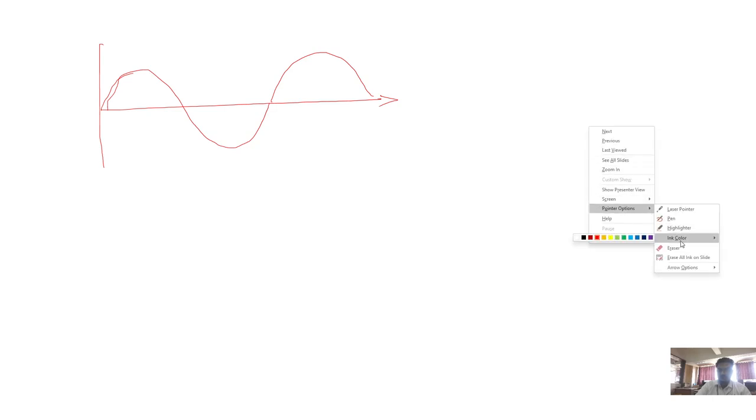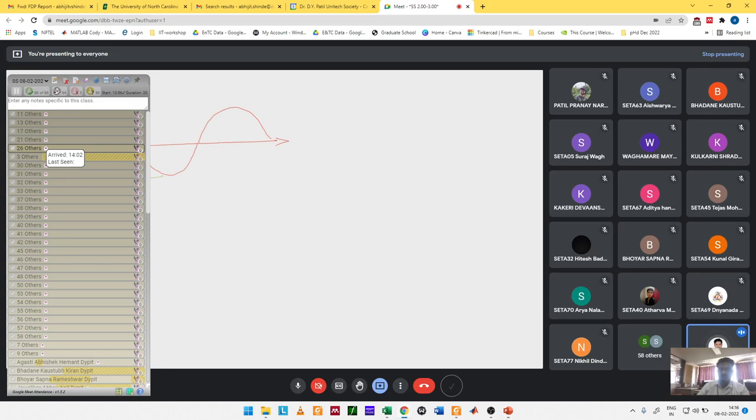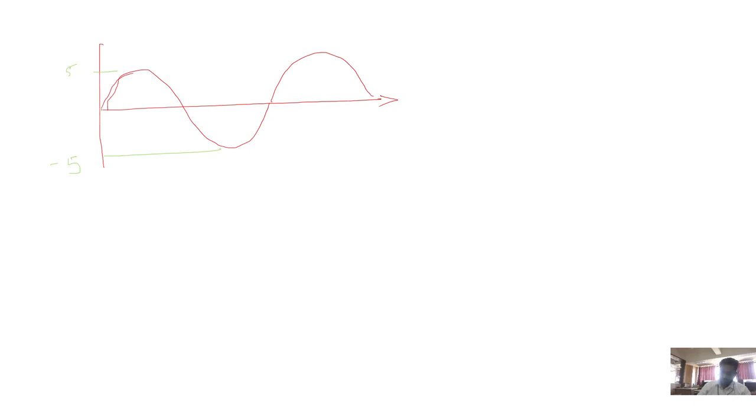Okay, suppose this is my sine wave. Okay, so very smooth sine wave, understand this, my drawing is not that good. Let me just change the pointer color. So what I will do is that suppose this is 5 and this is minus 5. I hope that color is visible to you. This green color is visible to you. I hope you are okay with it. Yes, sir. Okay, thank you. Okay, so this is 0 volt.